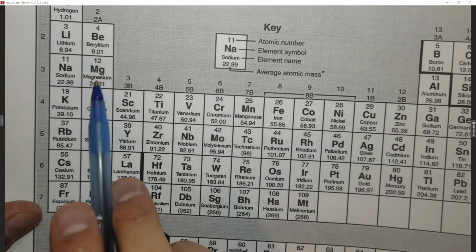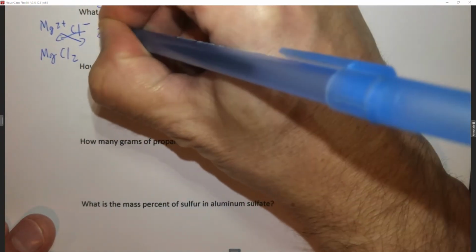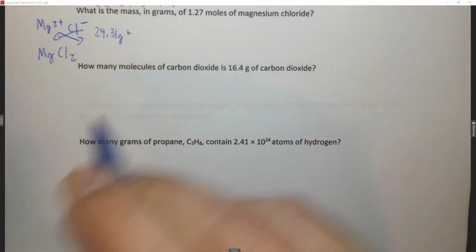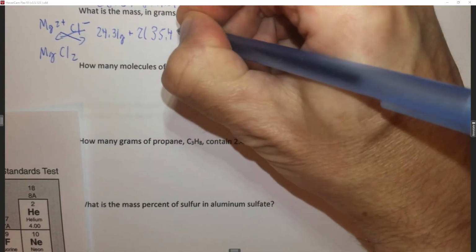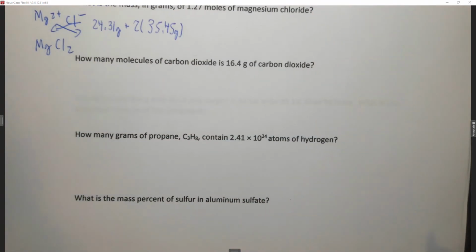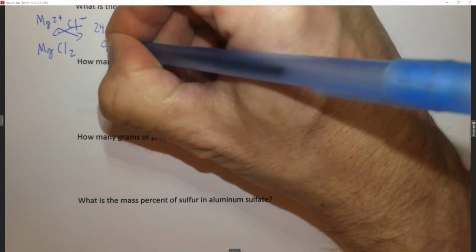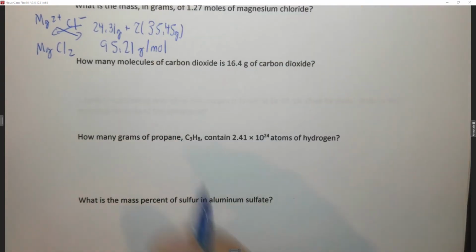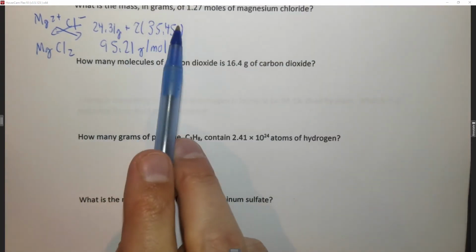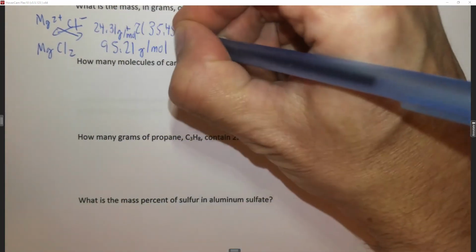So again, we find on the periodic table magnesium, which is 24.31 grams, plus we have 2 chlorines, so we have to take 2 and add to that 35.45 grams. And when we do that math, we find that the molar mass of magnesium chloride is 95.21 grams per mole. Okay, I guess technically I should put grams per mole here and grams per mole here so that the unit was consistent, but we were finding the mass of 1 mole.